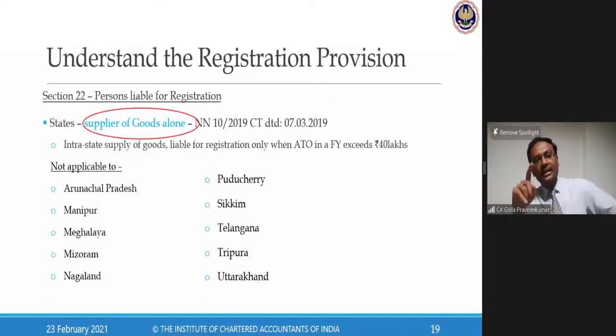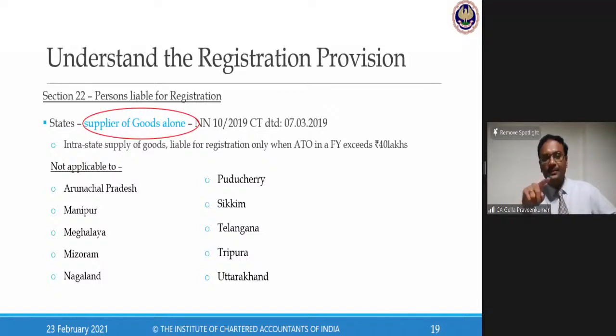Now, when we are talking about this 40 lakhs turnover, there are particular states who have come forward and said, look, you have given 20 lakhs, we are good, we are happy with that. These states: Arunachal Pradesh, Manipur, Meghalaya, Mizoram, Nagaland, Puducherry, Sikkim, Telangana, Tripura, Uttarakhand.